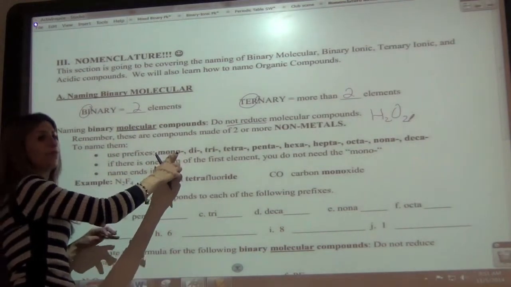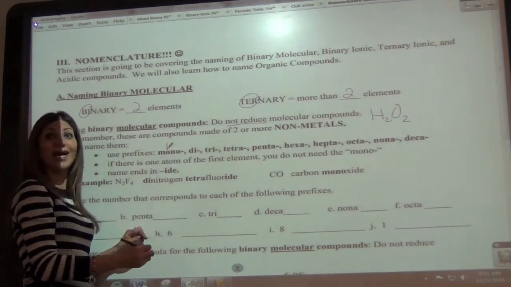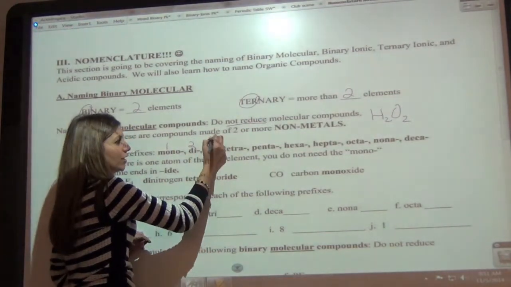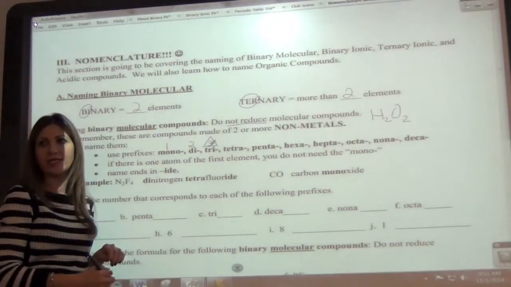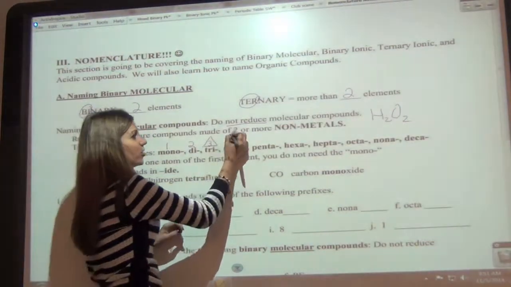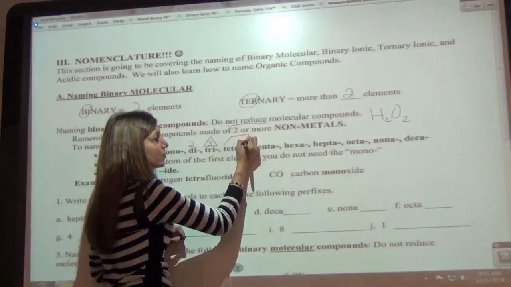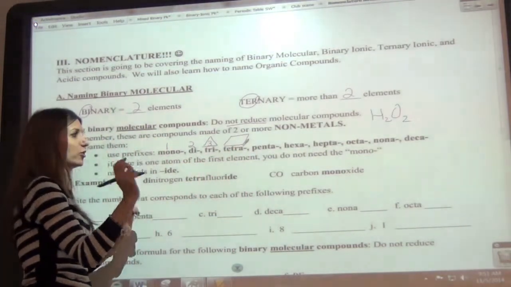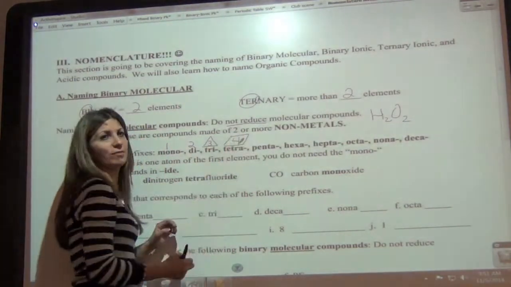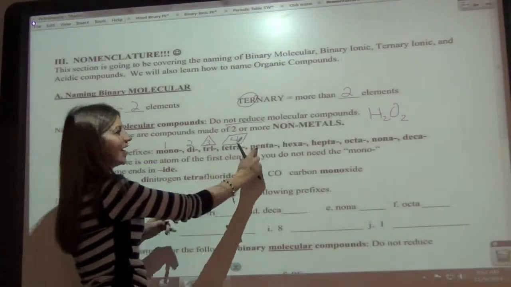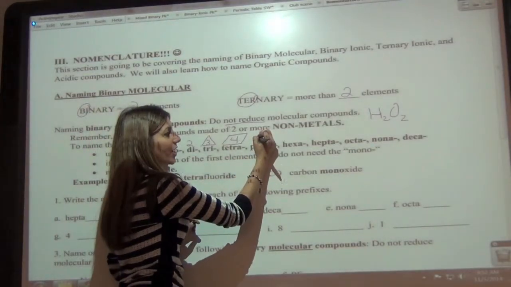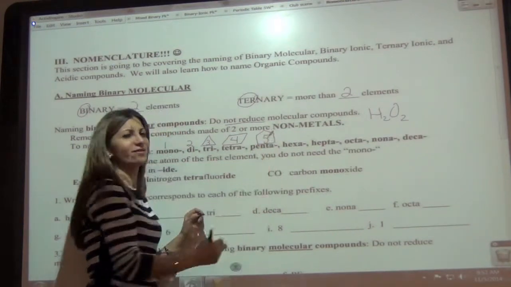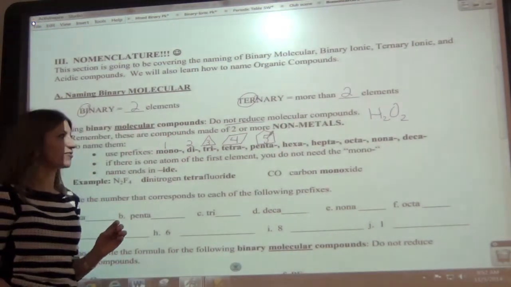What do you think mono is for? 1. What about di? 2. For tri, I want you to draw a triangle, and in the middle of the triangle, put a 3. And for tetra, I want you to draw a tetrahedral, which means a square, anything that has 4 sides. I don't really care what you draw. And I want you to write a 4 in the middle of it. And now 5. So 5, we're going to draw a pentagon, and it looks like a house, kind of. Okay? So 5 goes in the middle.